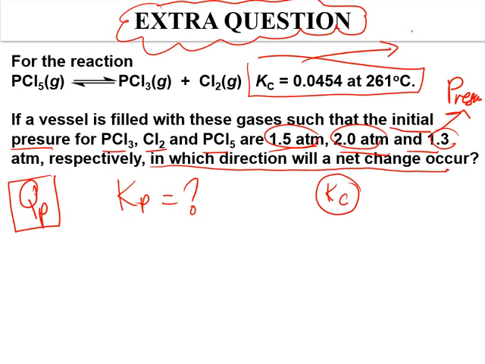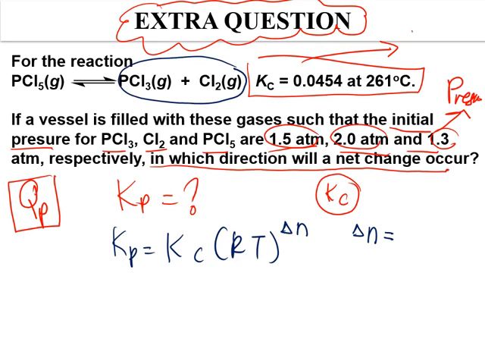Kita nak kirakan KP awak. Gunakan formula KP sama dengan Kc RT delta N. Di mana delta N awak sama dengan mole of the gases for the product is 2 mole. Tolak dengan mole of reactant awak berapa mole? 1. So, delta N is 1. Temperature convert to Kelvin berapa dapat? 261 plus 273.15. Tekan kalkulator awak dapat berapa? 534.15 Kelvin. So, masukkan nilai.